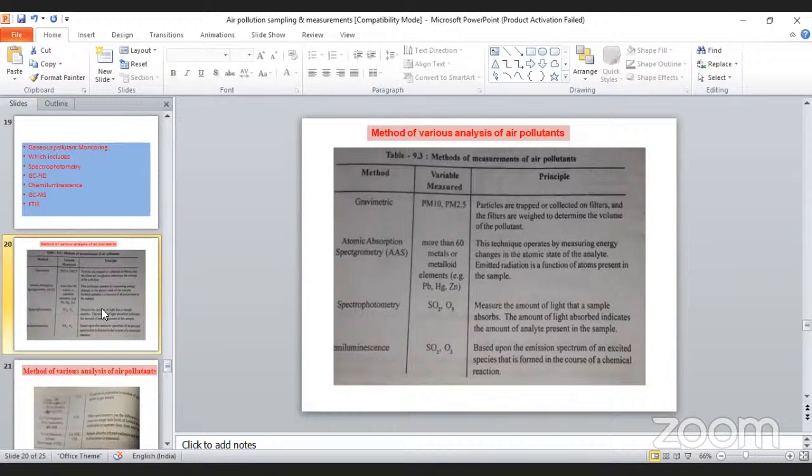And AA, atomic absorption spectra, is being used to identify or quantify more than 60 metals or metalloid elements, including lead, mercury, zinc, all heavy metals also. This technique operates by measuring the energy level difference at the atomic level of the element. And emitted radiation is a function of atoms present in the sample.